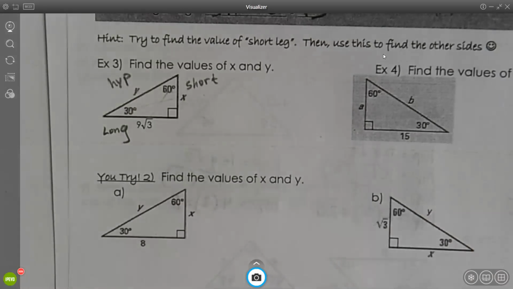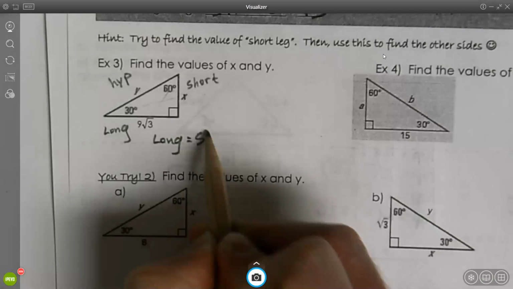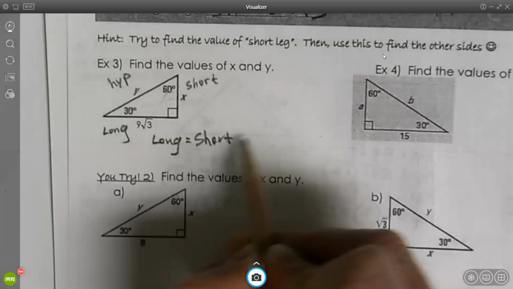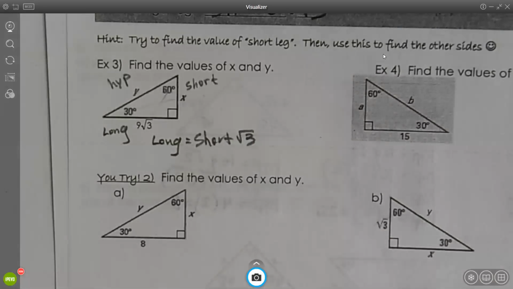So you first need to identify what sides you have. What side are you working with? You're working with the long leg. So you're going to probably use the formula that is long leg equals short leg times root 3. The long leg is your 9 root 3.